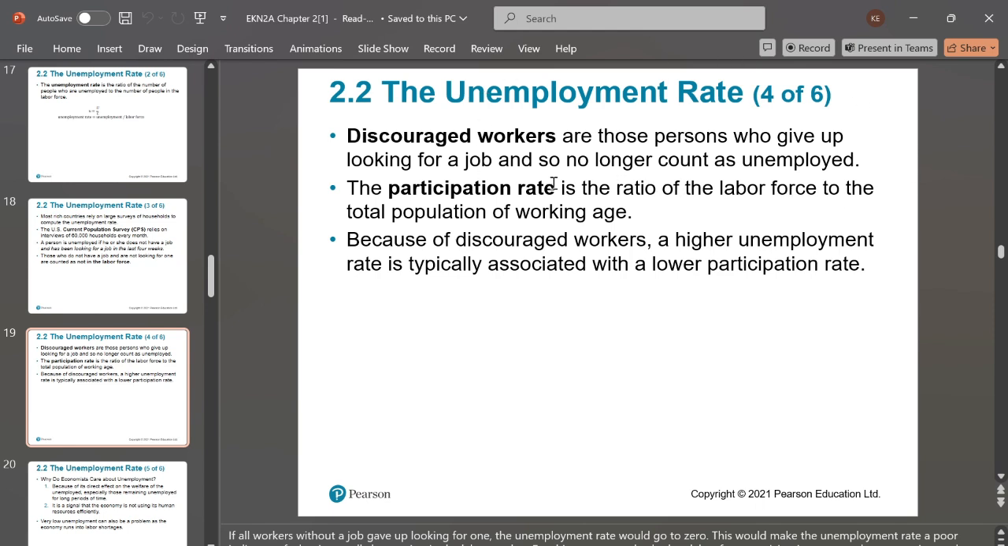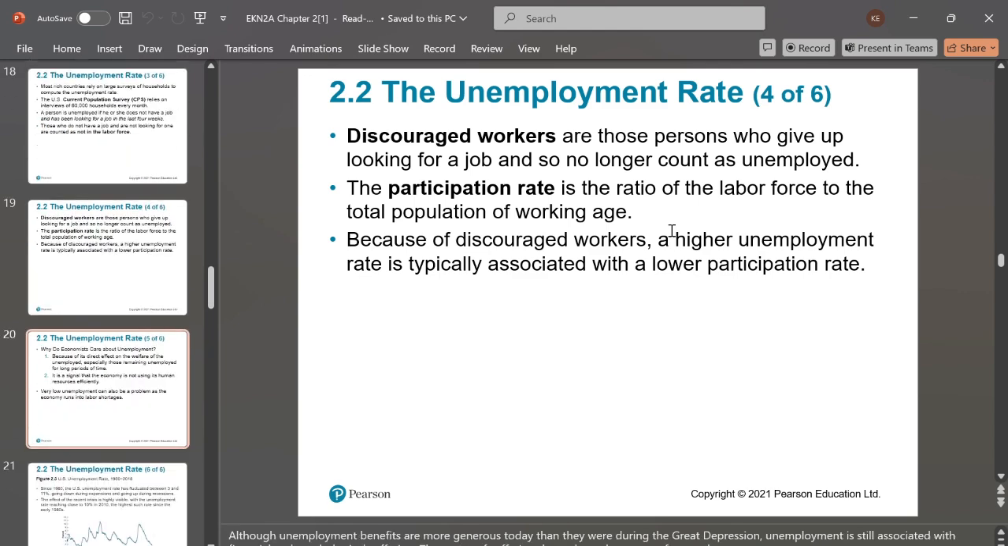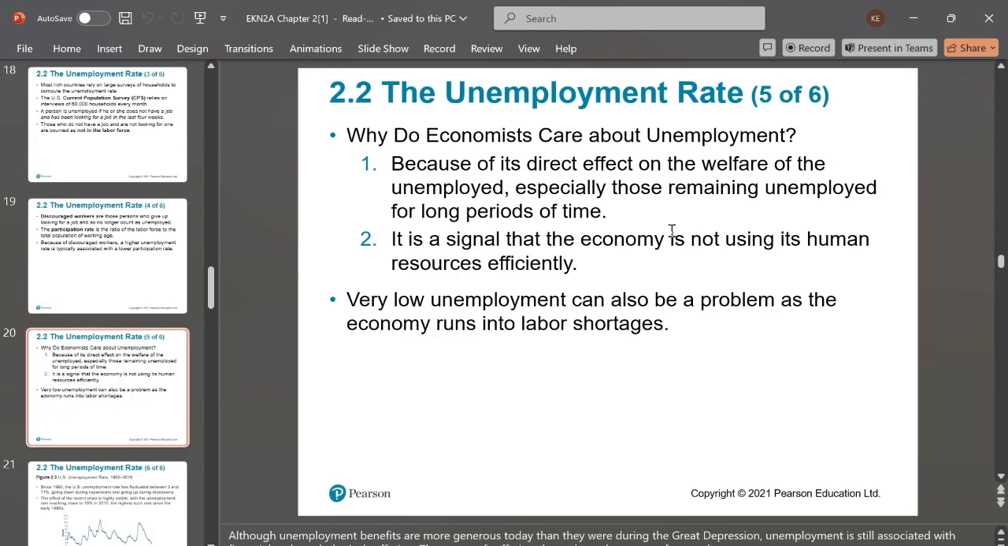Participation ratio, or participation rate, is basically the ratio of labor force to total population of working age. So it's basically the employed plus the unemployed, divided by the total working age population, right? So this is divided by the people who are between the ages, I think in South Africa, 18 to 64. Then we move to the next slide.